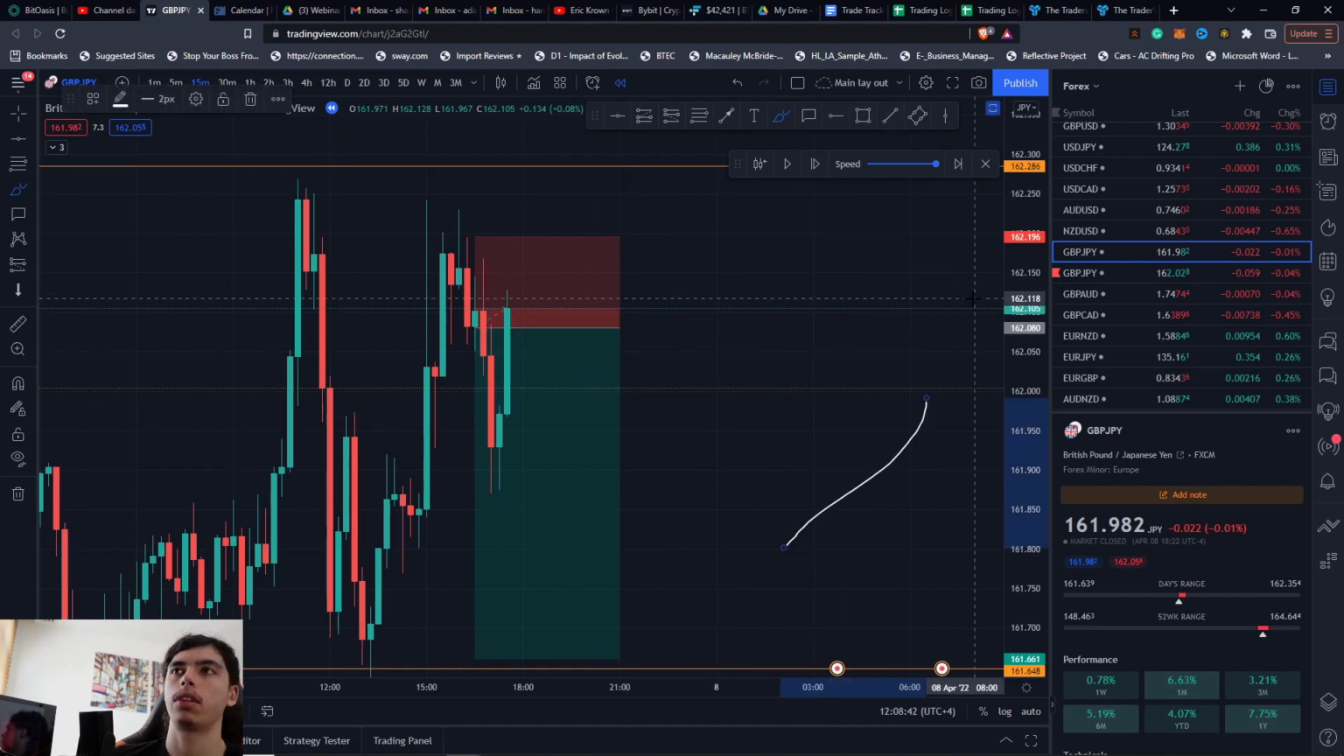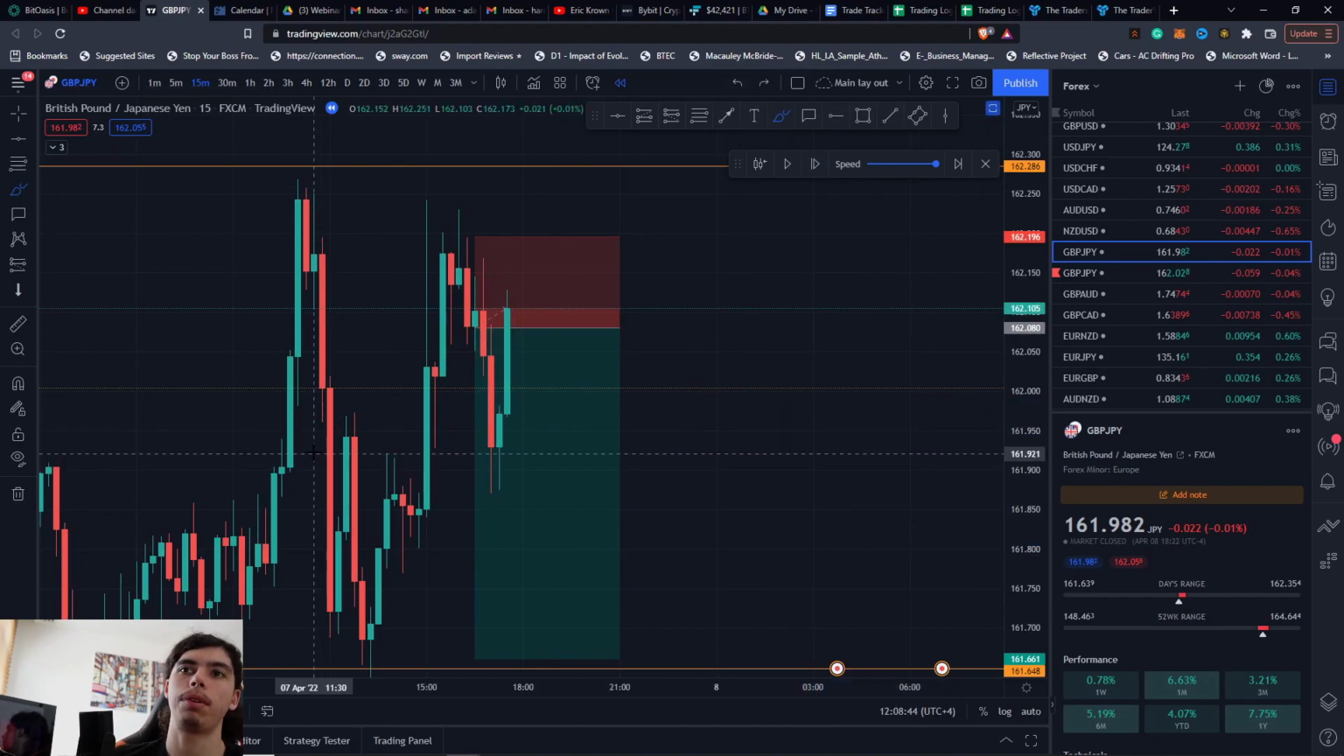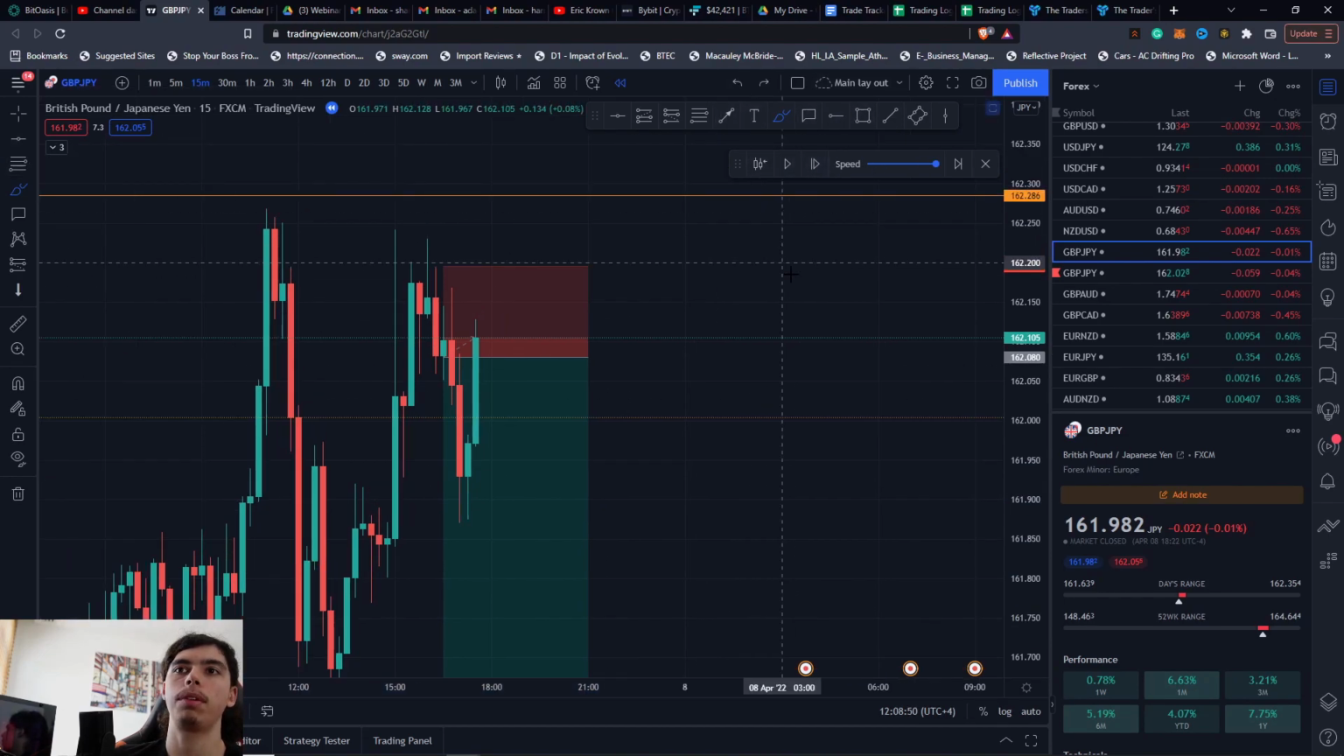Now this is something where you have to be very careful, testing structure within the range, right? So testing structure in the range is where you have to be very careful here.